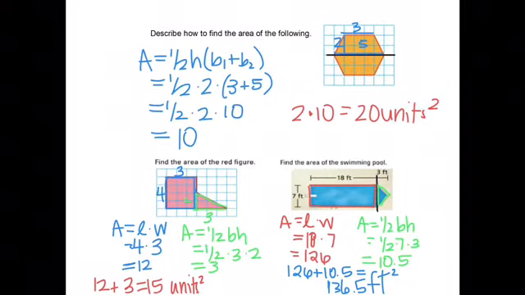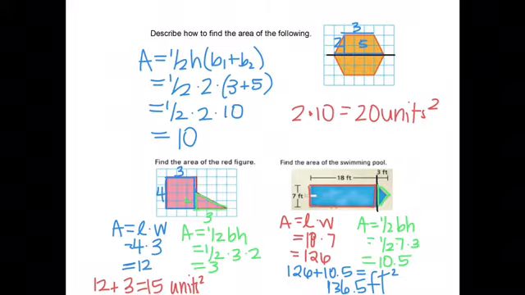Right, so in this first example, I split it into a rectangle and a triangle. You definitely could have split it into a rectangle and a trapezoid. Either way, you should get 15 units squared no matter what way you split it.